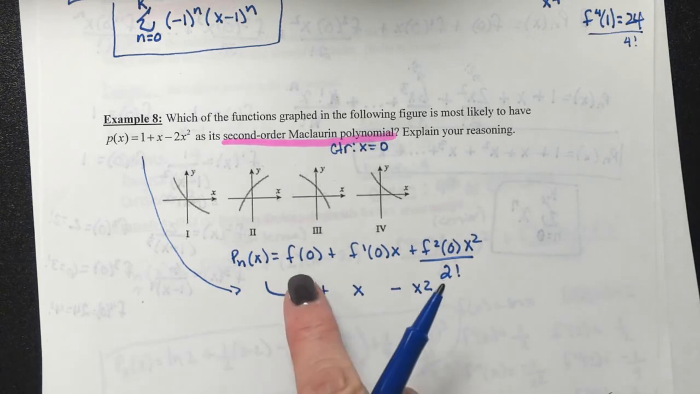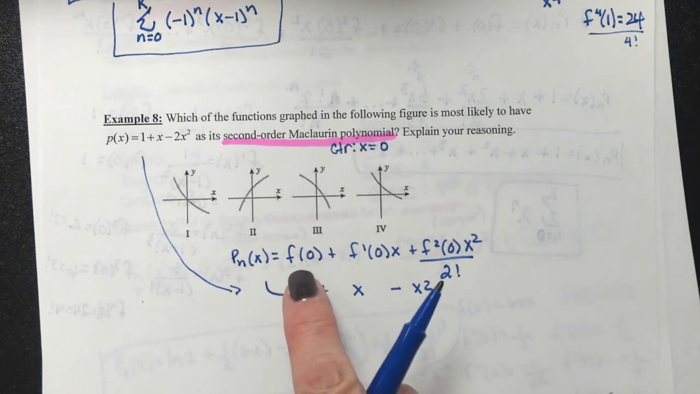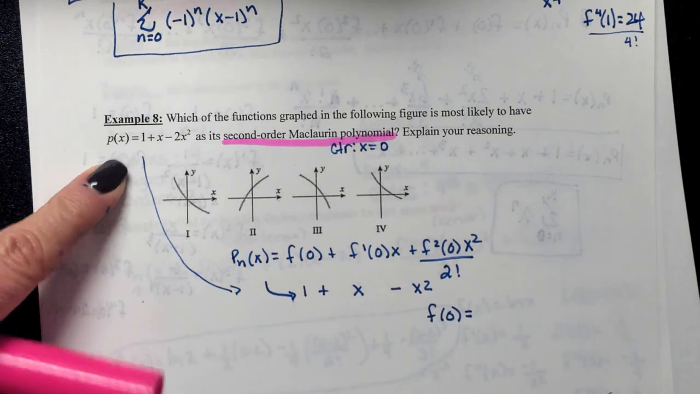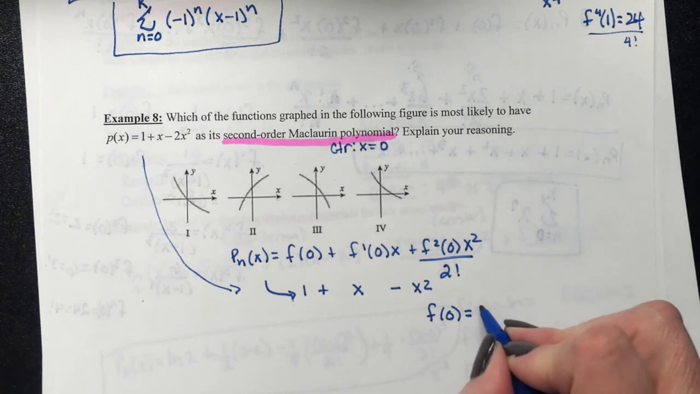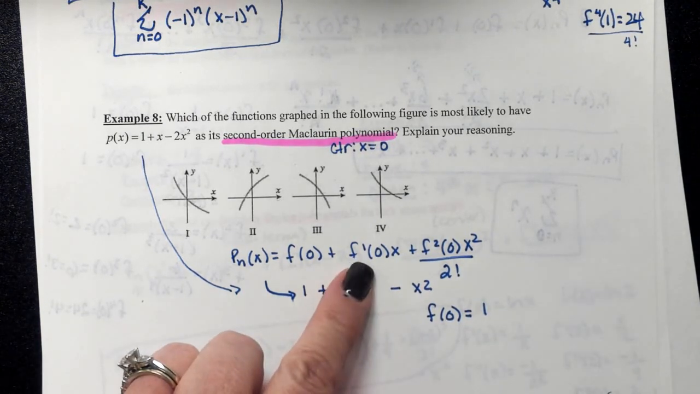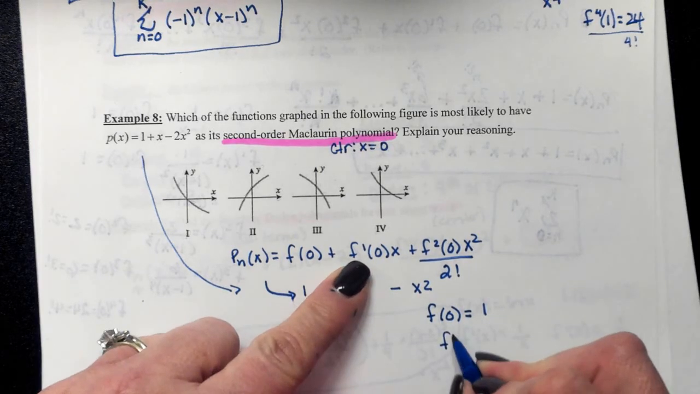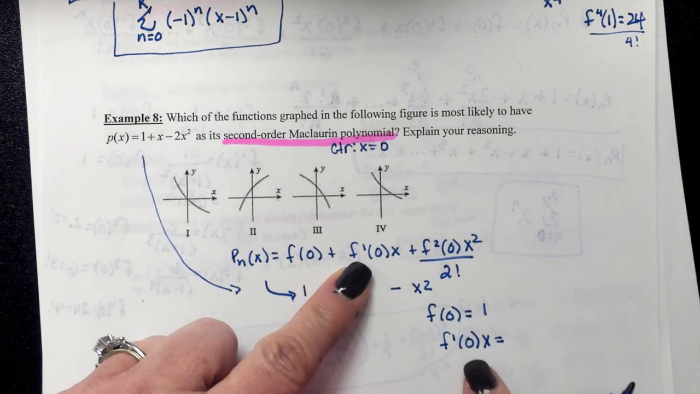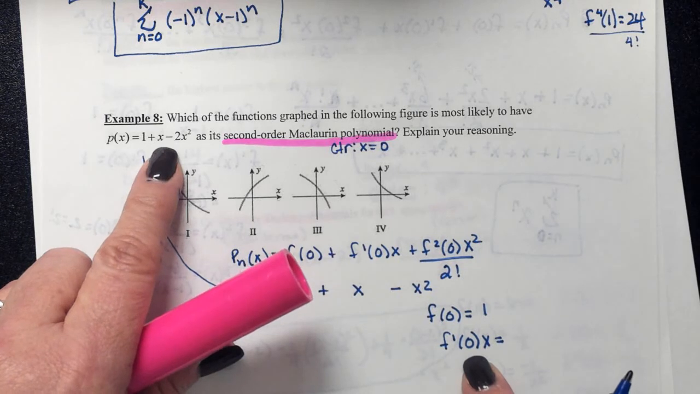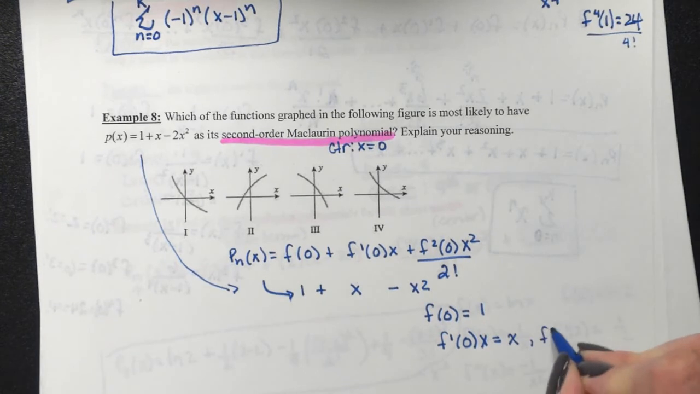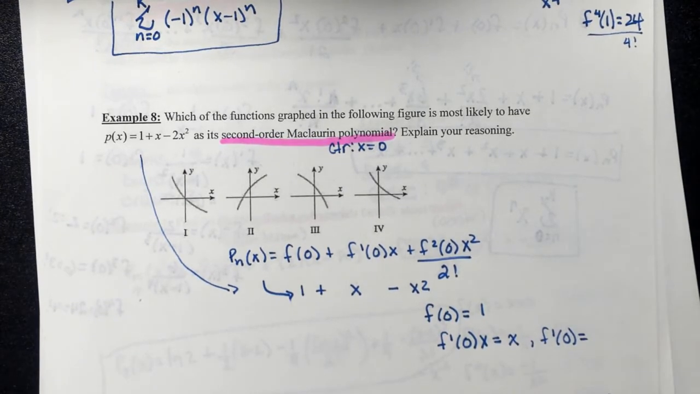So I know in a Maclaurin polynomial I start with f of 0. Based upon the Maclaurin polynomial they gave you, what is f of 0 equal to? The second term comes from f prime of 0 times x. What is the term f prime of 0 times x equivalent to in this particular Maclaurin polynomial? That's equal to x. So then what is f prime of 0 equal to? 1.